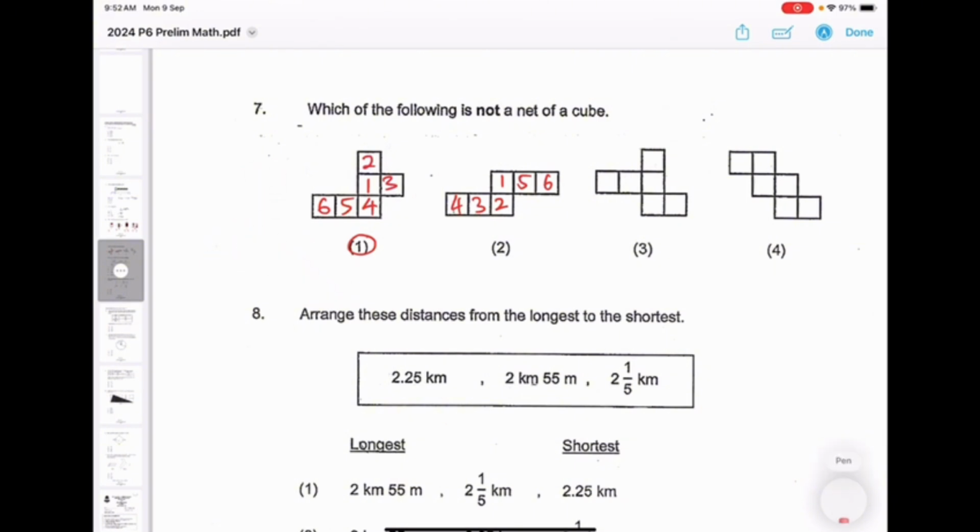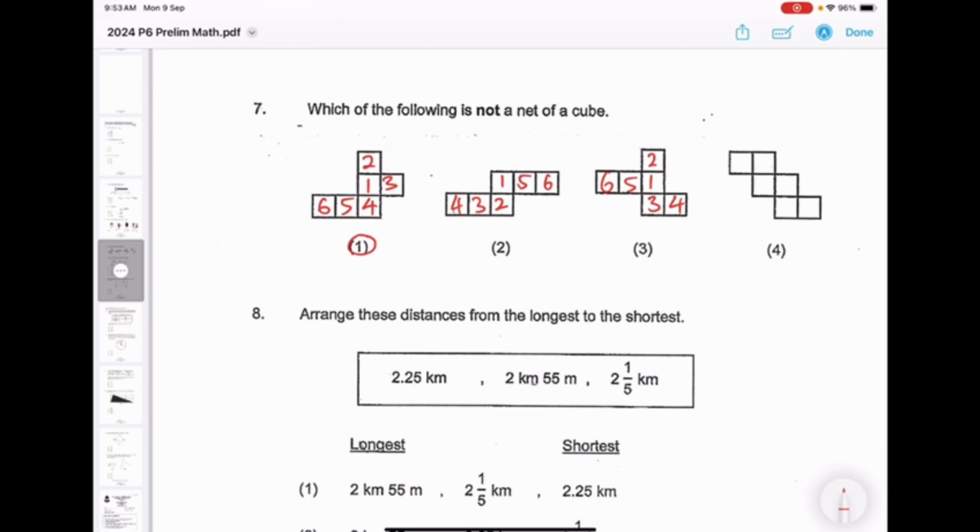Looking at option number 3, likewise, 1, 2, 3, 4, 5, and 6. 1 would be on the ground. 2 would be at the back. Right, 3 would be at the front. 4 right beside 3, 5 at this side over here. And 6 will cap at the top. So, option number 3 is also a cube.